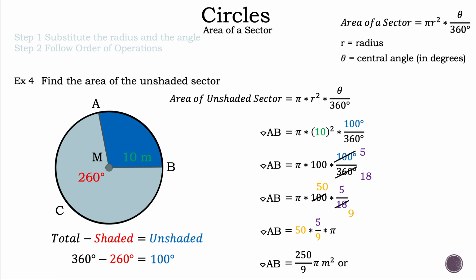In order to do that, we need to multiply 250 divided by 9 times pi, where pi is 3.14, and the result of that is 87 and 27 hundredths, where that number has been rounded to the nearest hundredth, and we have our units meters squared. So we have two different ways to represent the area of an unshaded sector with a central angle of 100 degrees and a radius of 10 meters.